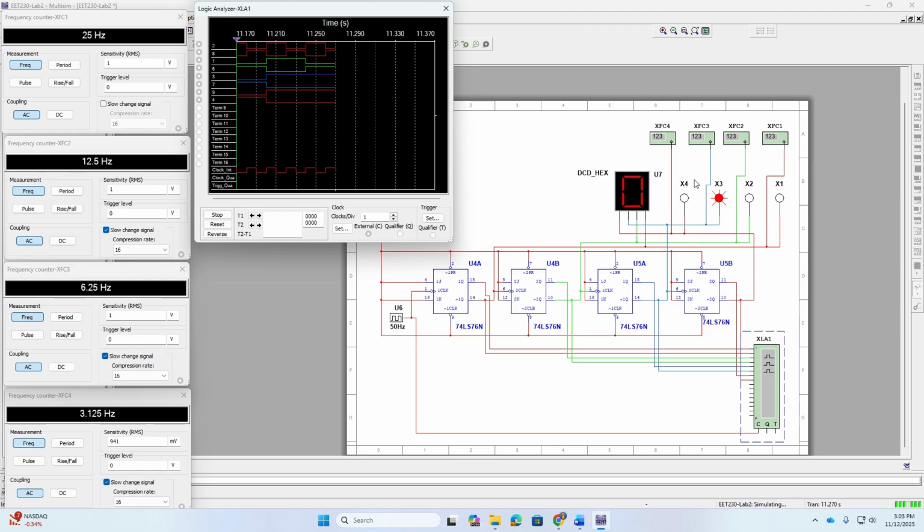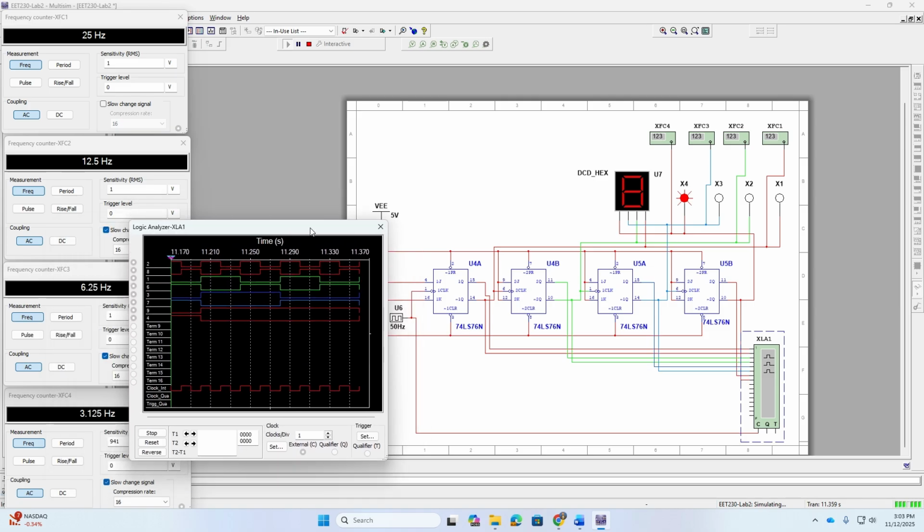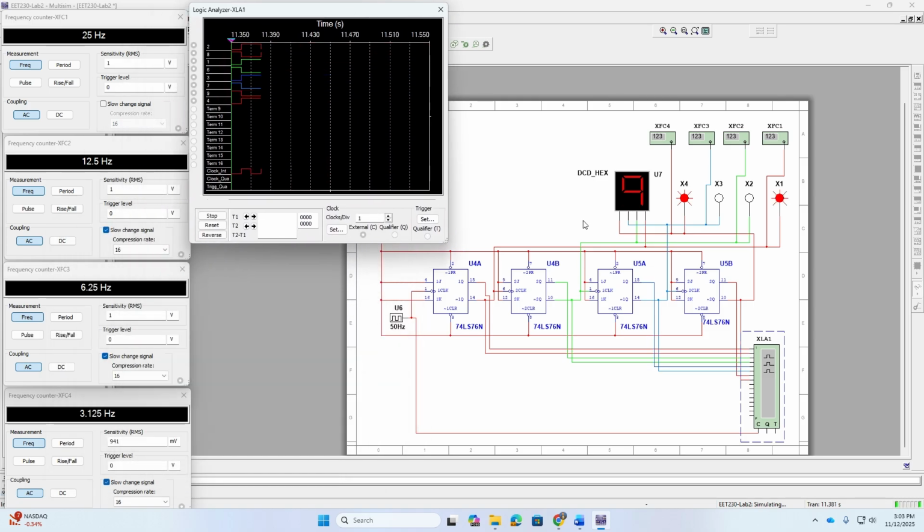All right, so this is how it's all wired up. Let me just move this down a little bit there so you can see my 5 volts is up there. And that is all you need to know for the second lab.